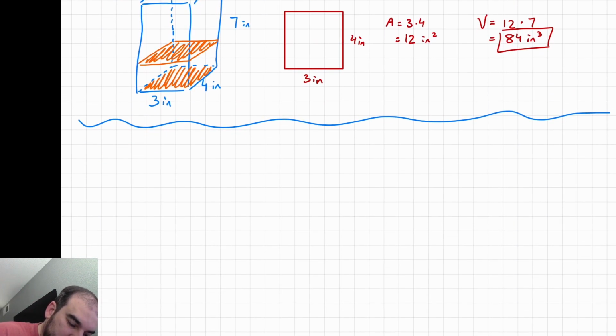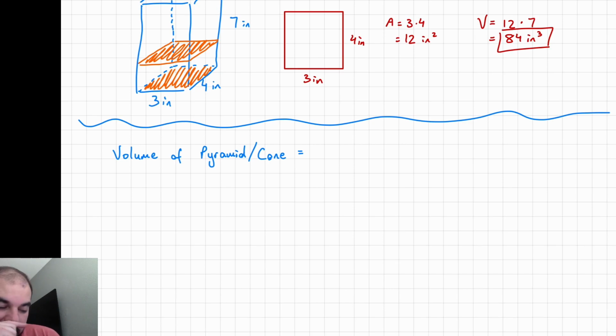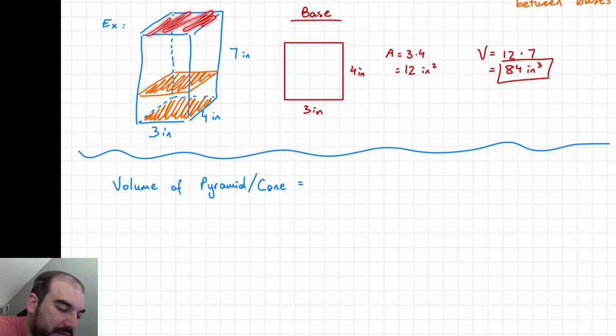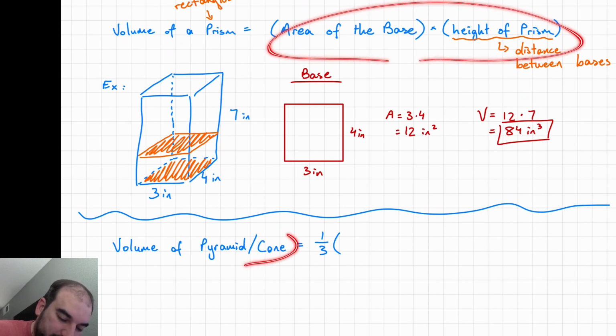So for volume of pyramid / cone, we're essentially going to do the same thing, but because there is no second base, we're actually not stacking the same rectangle essentially on top of each other a bunch of times. There is a factor that we multiply by, and it turns out that 1/3 of the same formula for volume works for pyramids and cones.